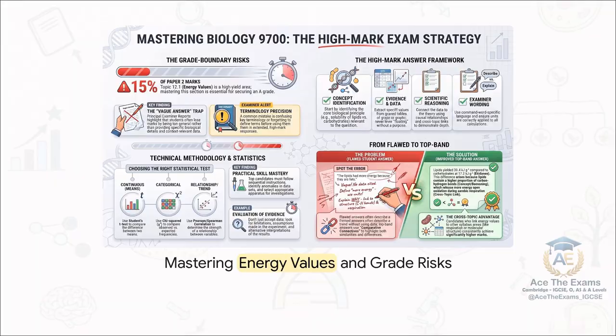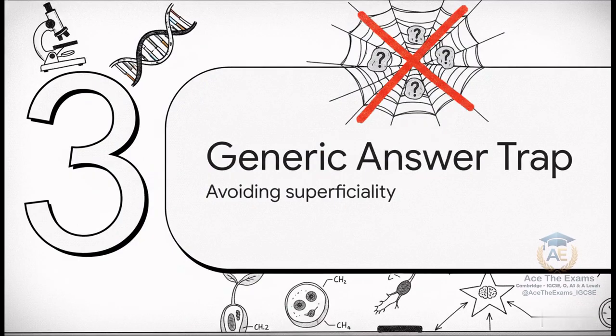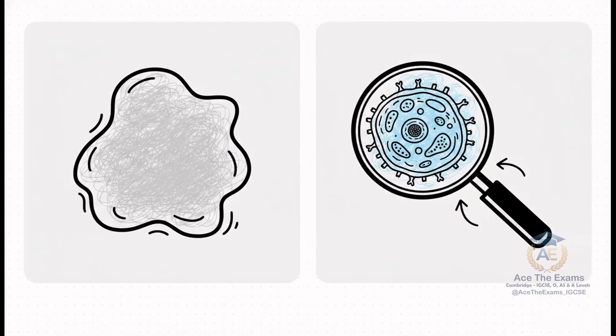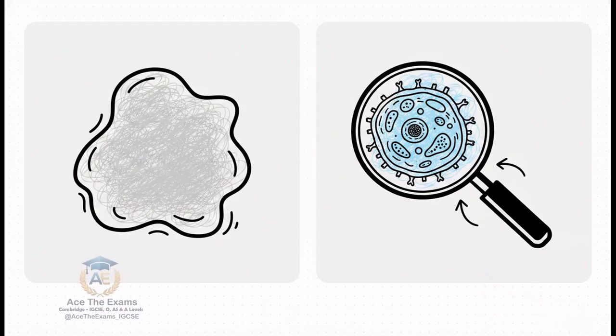All right, Section 3, avoiding the generic answer trap. So the really crucial point here is understanding what examiners absolutely hate. Take a look at this flawed answer. The pigments separated because they are different. Ouch. That is a classic red pen moment, right? It's completely superficial.